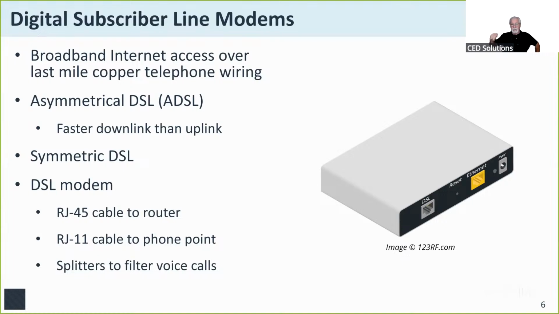And then another version of DSL was called symmetric DSL. That was where the download and the upload speeds were the same, still very slow. 24 megabits per second is really what you usually got.